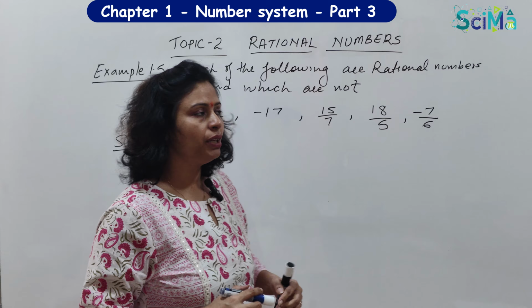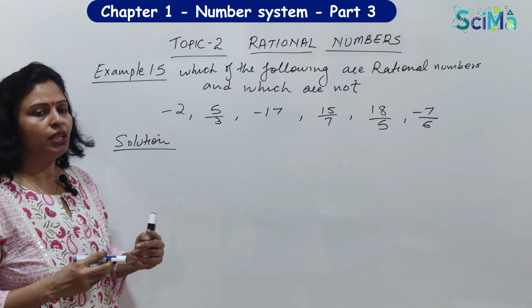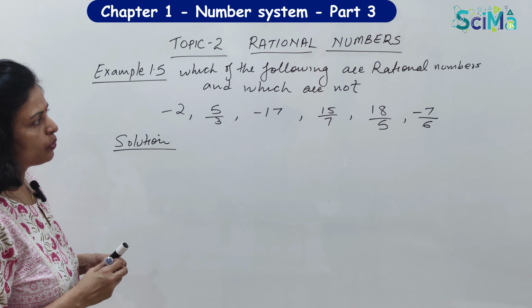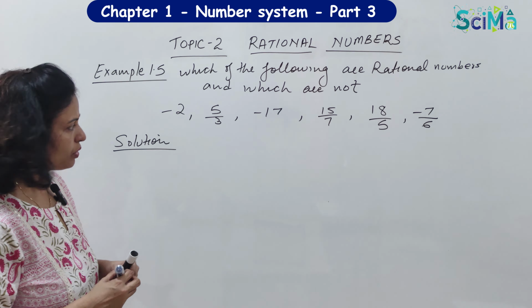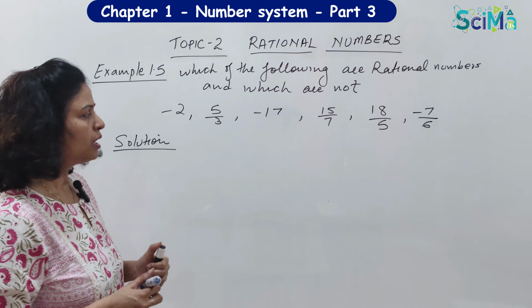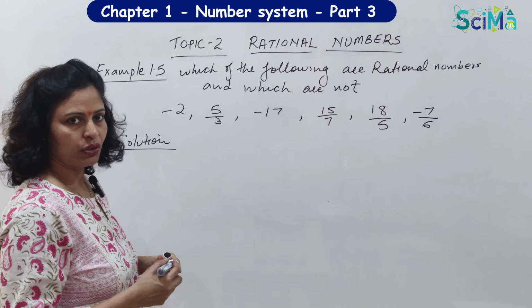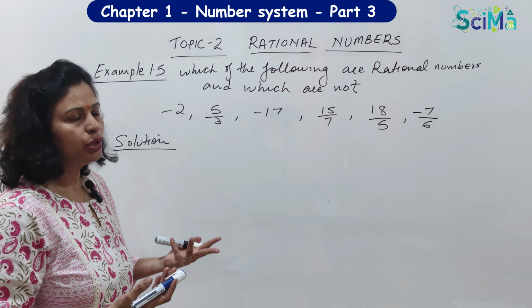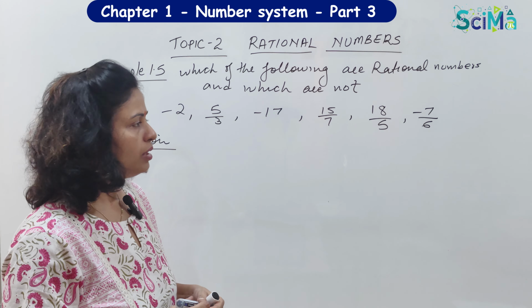So now we'll take up Example 1.5 in the NIOS textbook, which asks which of the following numbers are rational numbers and which are not. So they've given you a set of numbers where you have to identify which are rational numbers and which are not. So basically any number you write in this form is a rational number.